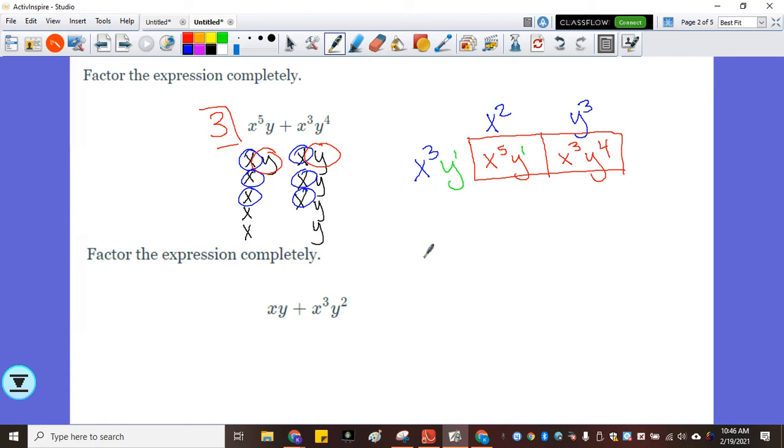You should be writing this down. So your greatest common factor goes up front, and inside goes what's left over.